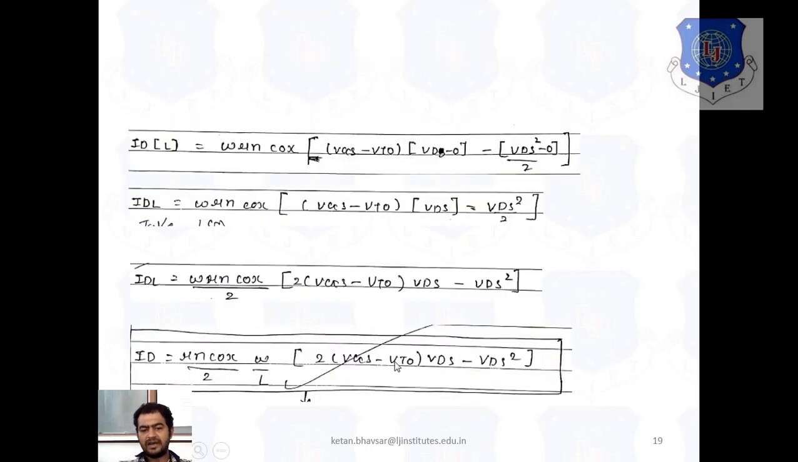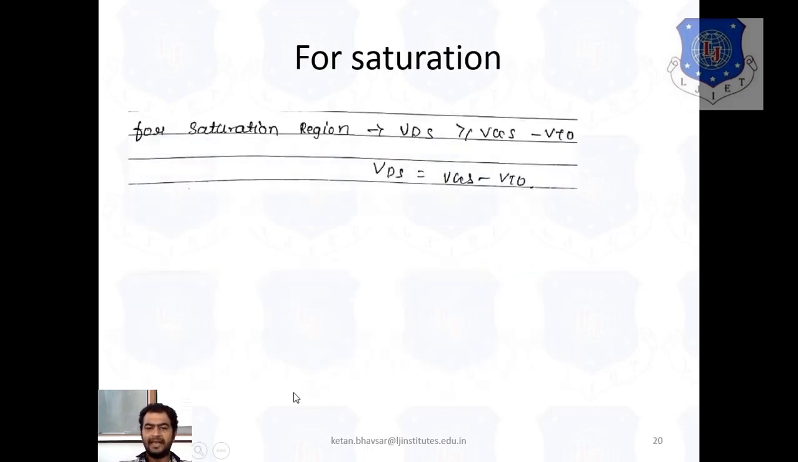Now we identify this value, and we can also write k by 2 into (VGS minus VT) VDS minus VDS square. So we take the constant k equal to mu n Cox by 2, W by L. We have already proved the equation for the drain current in the linear scenario, and now we prove the equation for saturation.